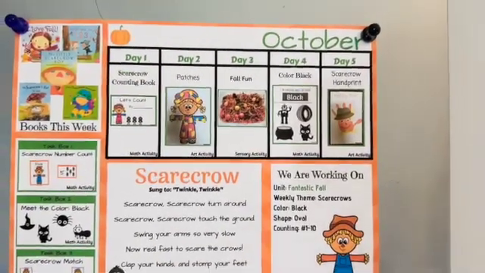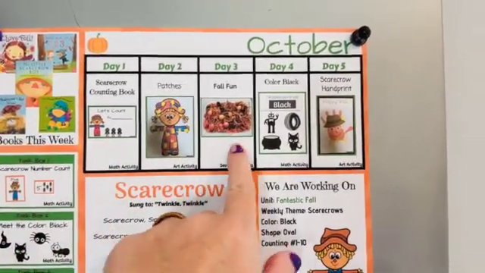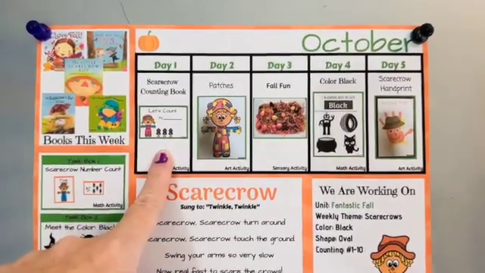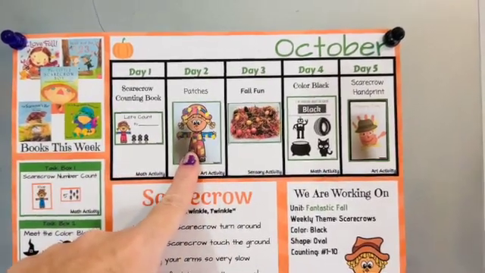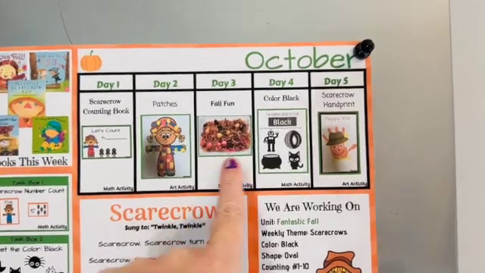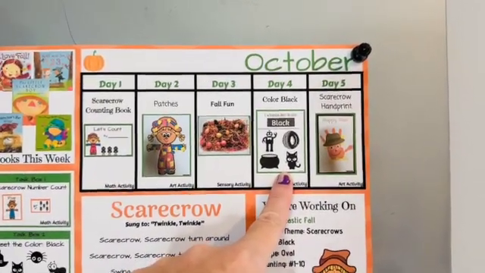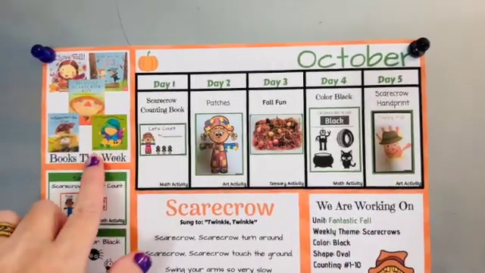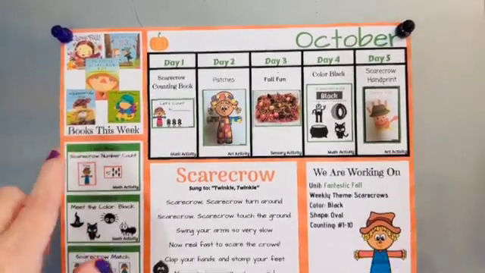And then our daily tasks are, Monday, Tuesday, Wednesday, Thursday, Friday. So on Monday, we did a little counting book. And then Tuesday, they will do this cute little patches craft. Wednesday, they're going to play in a sensory box. Thursday, we are going to do our color of the month activity, and then Friday they're going to do a craft. Now these are the books that we're reading this month, but I usually read these during circle time.